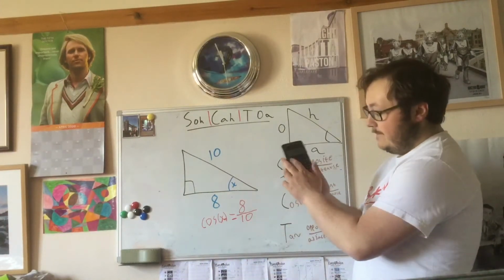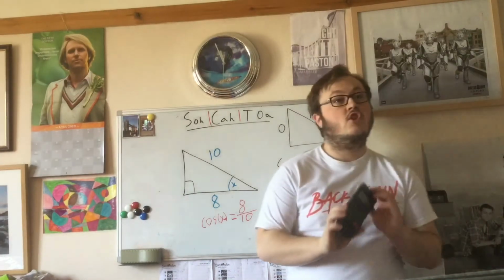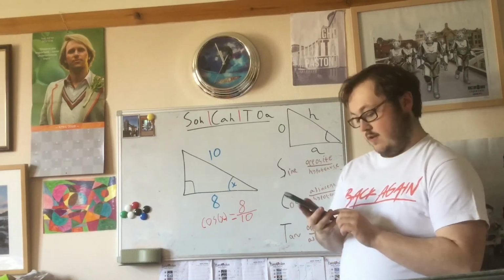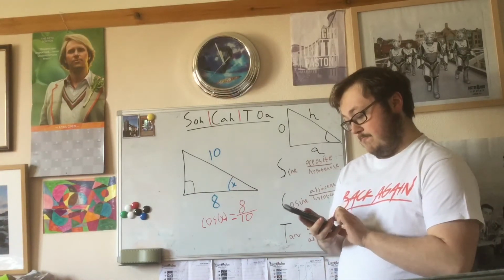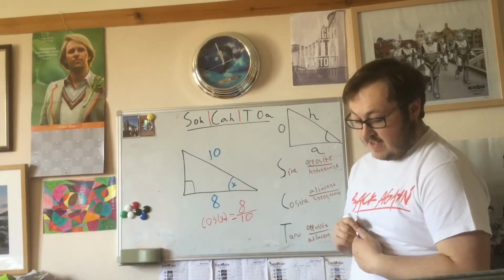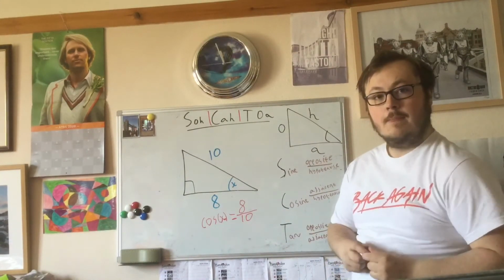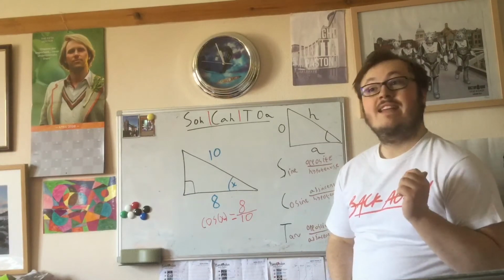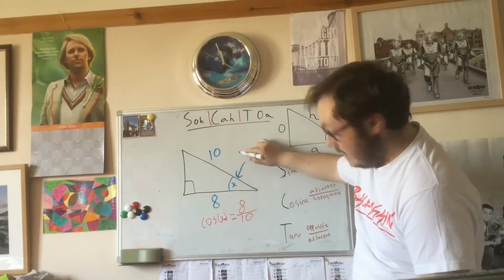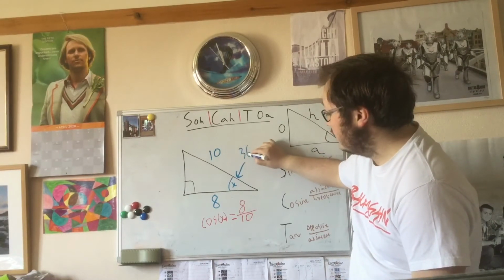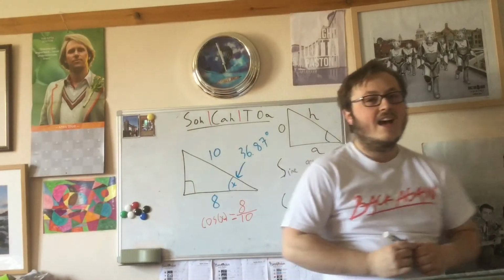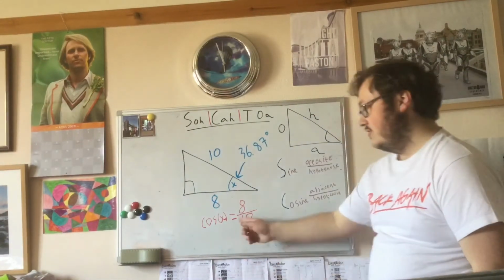We press shift, then the cos button, because it's cos minus 1, and then we enter 8 over 10. And then to 2 decimal places, what will that get us? Well, it says 36.869. And remember what we did about rounding? We round it up because the 9 is bigger than 5. So our missing angle is actually 36.87 degrees. And that's how we use cos to figure it out.